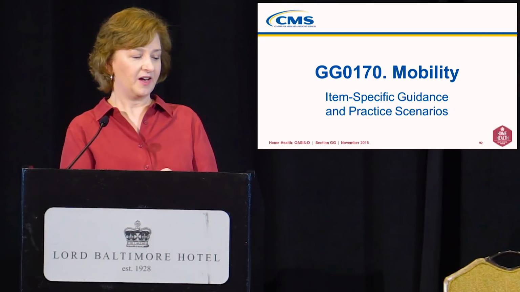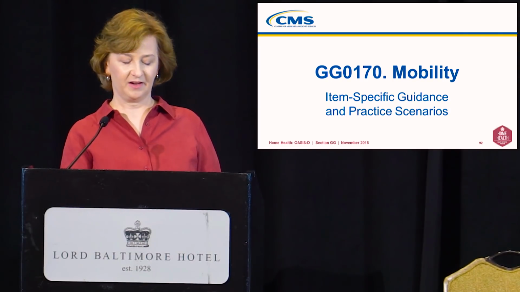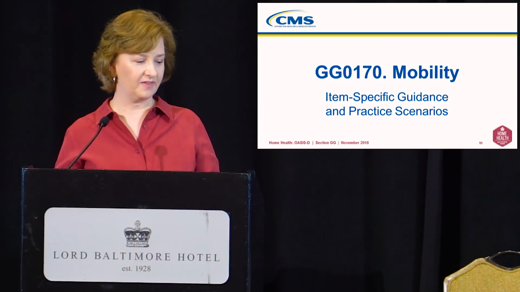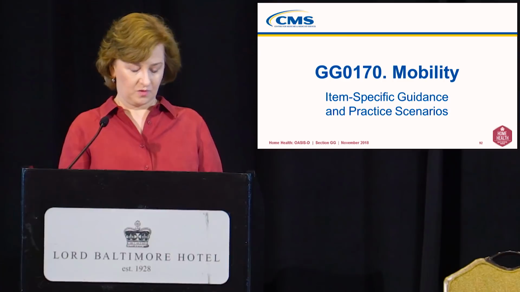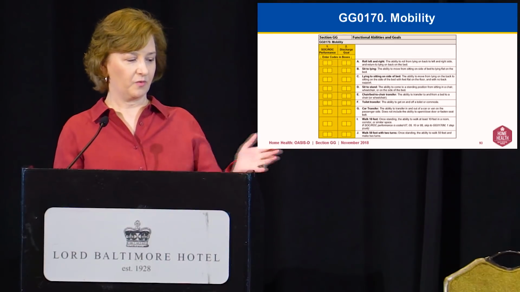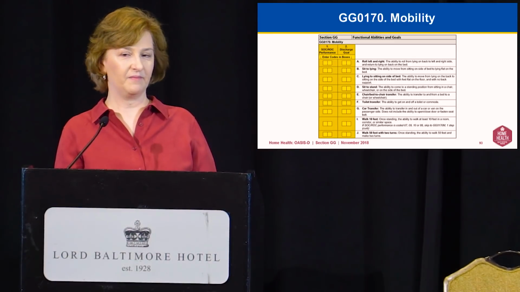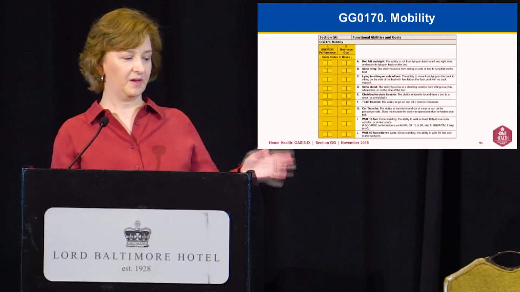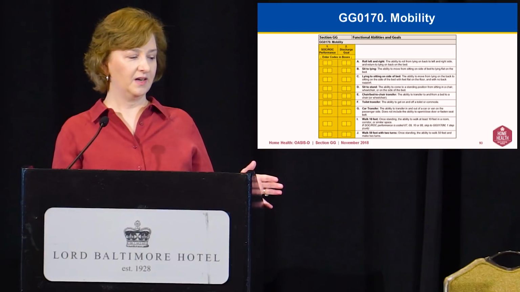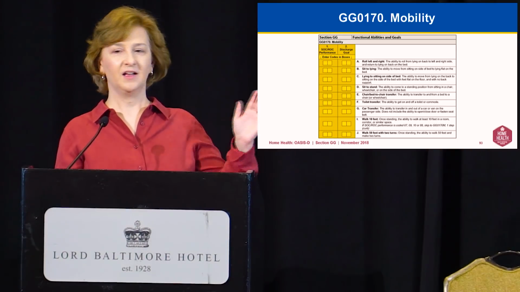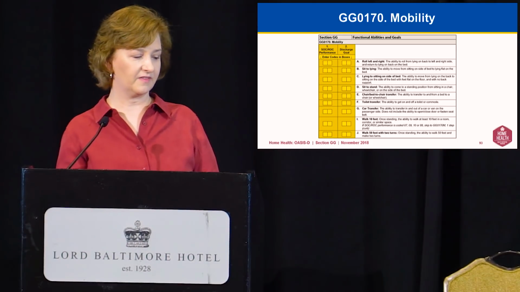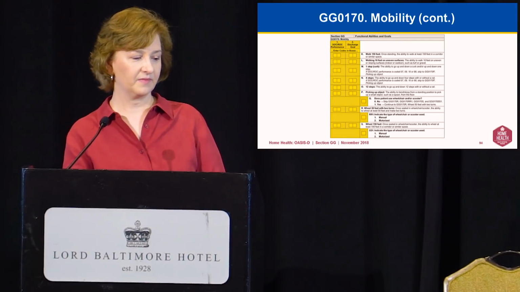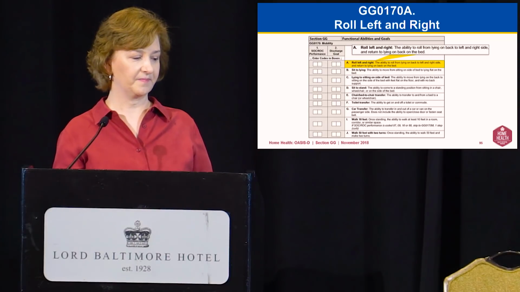Okay, next we're going to move on to the mobility items, and again we'll be going through the definitions and then trying to go through some examples together. And just as a reminder, this is what the items look like on the actual OASIS-D, the first column being the performance that's coded at the time of SOC/ROC, and then the discharge goal is the second column. And then these are the remaining items on the second page.